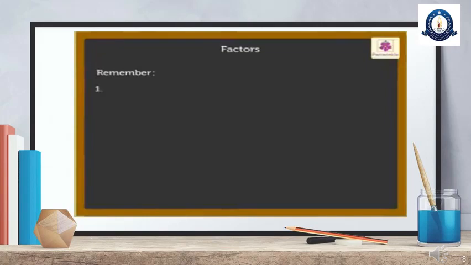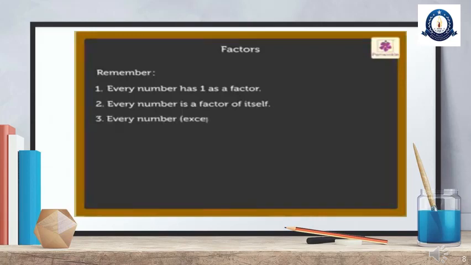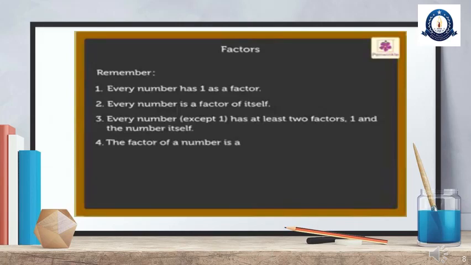Remember, every number has 1 as a factor. Every number is a factor of itself. Thus, every number except 1 has at least 2 factors: 1 and the number itself. The factor of a number is always equal to or less than the number.